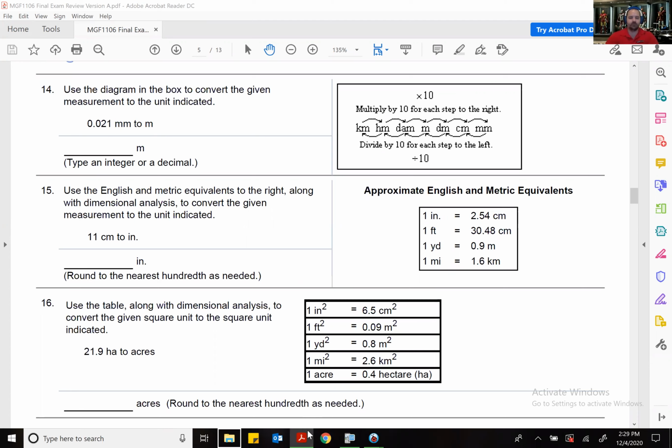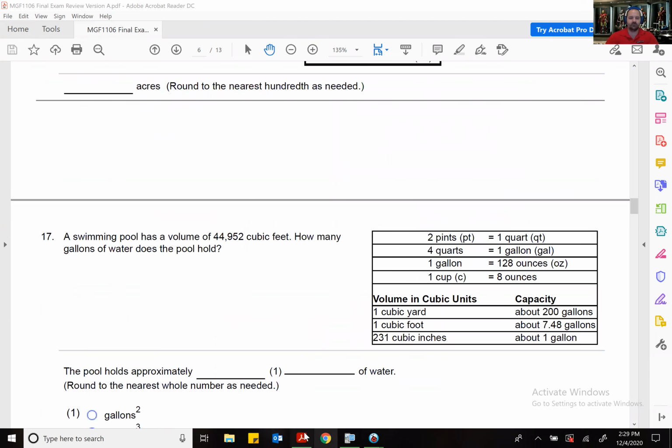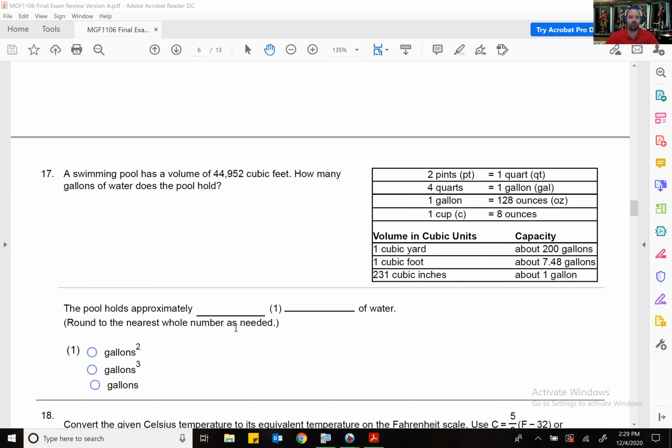All right, mixing up my stuff down here. Number 17. So we want to go from cubic feet into gallons. So what is our label going to be in the end when we do this? Just gallons. If they wanted gallons squared or gallons cubed, they would have said it. It just wants to know how many, plain and simple, gallons.